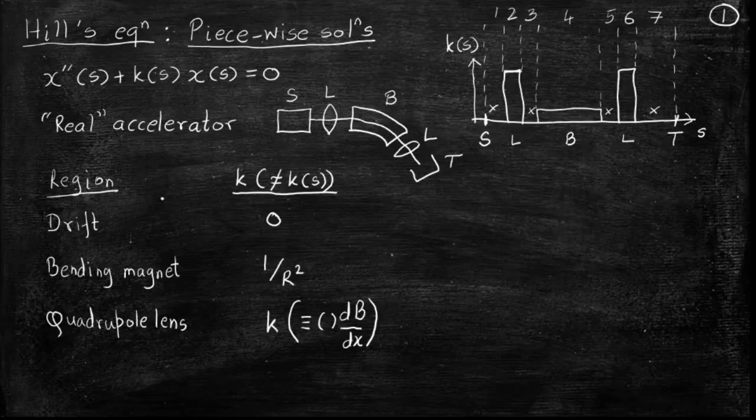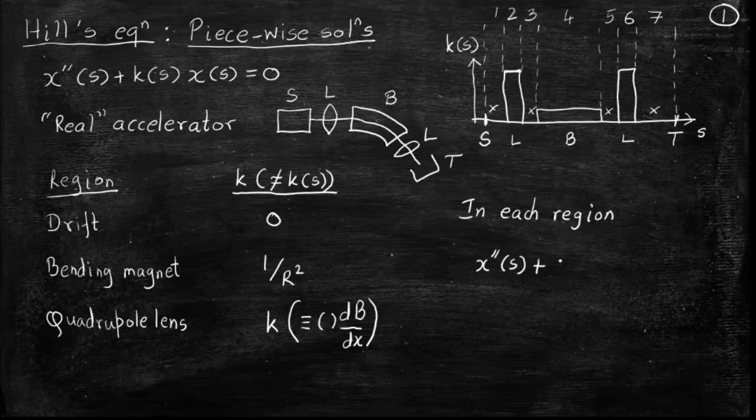So basically my complicated approach to Hill's equation now becomes simple, because in each region, whether those regions which I have marked at the top or the ones which I mentioned on the side, if I consider any region as the ith region, then my Hill's equation becomes x double prime plus k_i times x is equal to 0. And this is nothing but a simple harmonic equation.